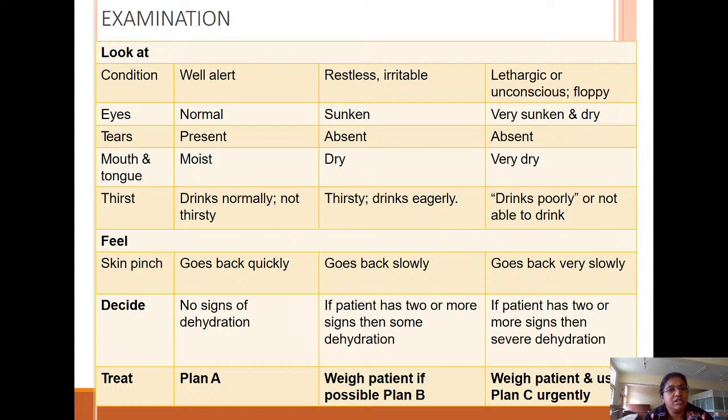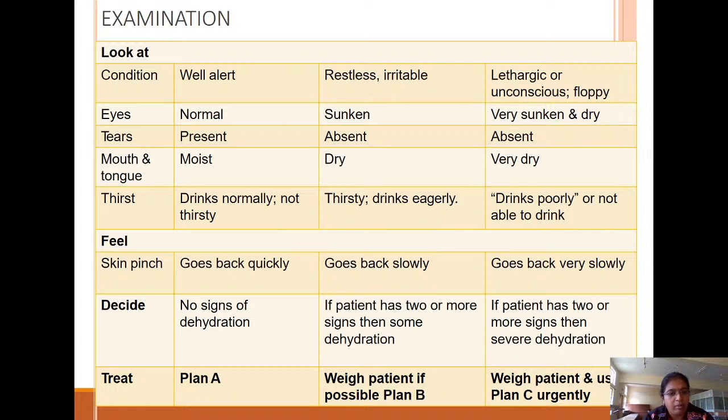Okay, so once you have looked at his general condition, then you are going to feel how is the hydration of the child. So you are going to look at the skin pinch, whether it is going back quickly, is it going back slowly, or it goes back very slowly, like it is hardly, it remains in the same position.